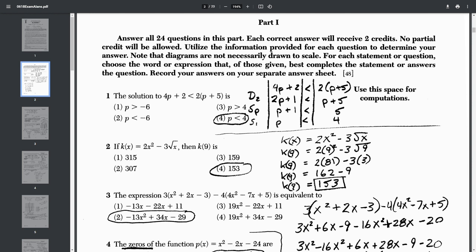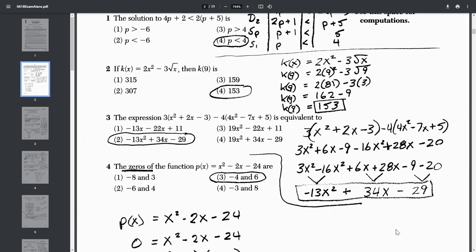Question number 2 just wants you to take the value 9. It says k(9). That means they want you to plug 9 in to this problem wherever you see an x. So you're going to do 2 times 9 squared minus 3 times the square root of 9. That means you're going to get 2 times 81 minus 3 times 3, which is 153. That's choice 4.